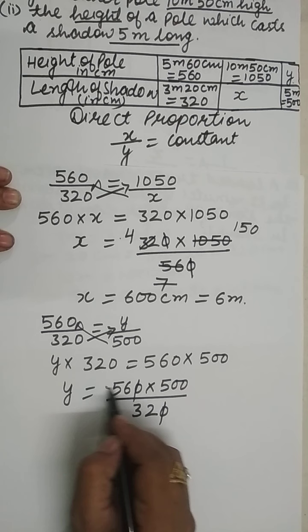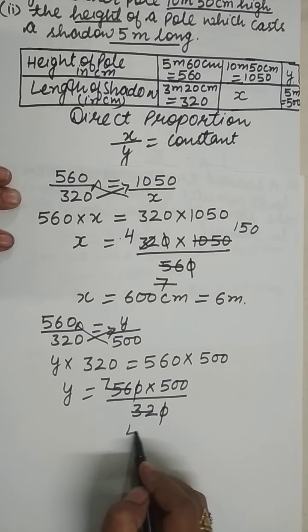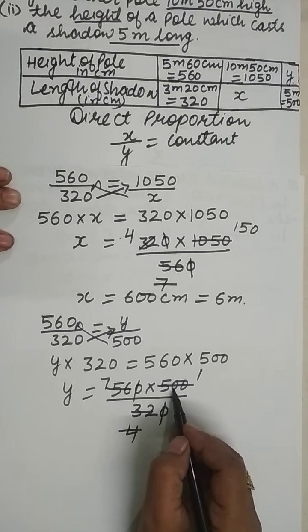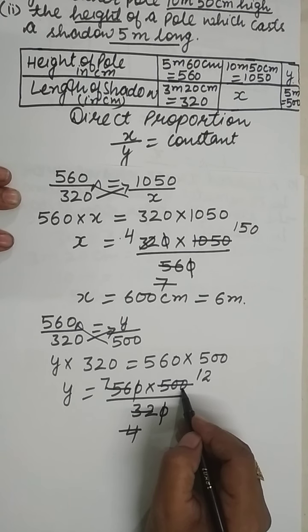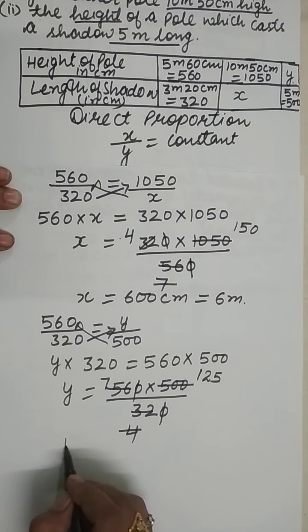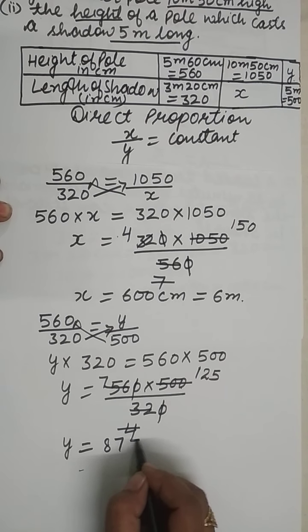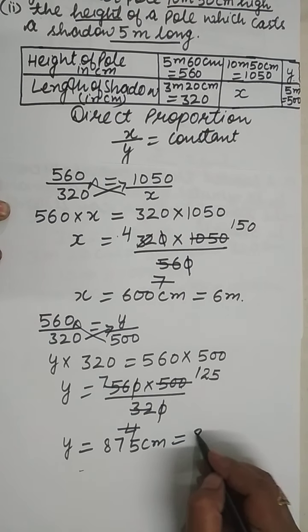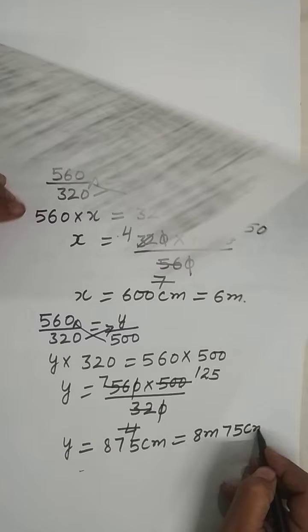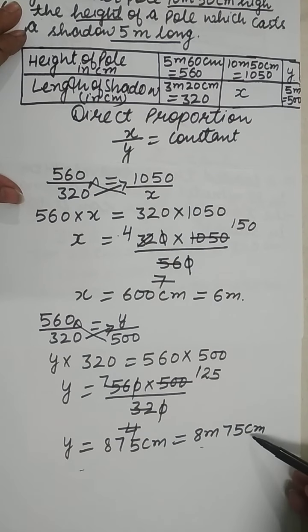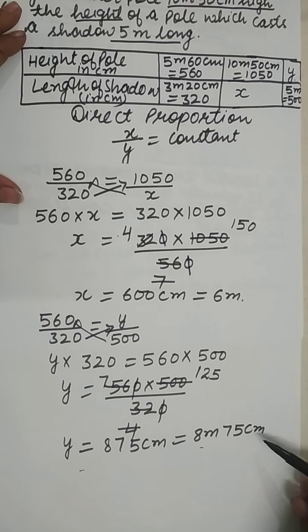0 and 0 cancel. 7 8s are 56. 4 8s are 32. So 4 1s are 4. 1 0 10. 4 2s are 8. 2 0 20. 4 5s are 20, which is further equal to y is equal to 125 multiplied by 7, which is 875 centimeters. This can be written as 8 meter 75 centimeter. So the height of the pole is 8 meter 75 centimeter, which is the required answer.